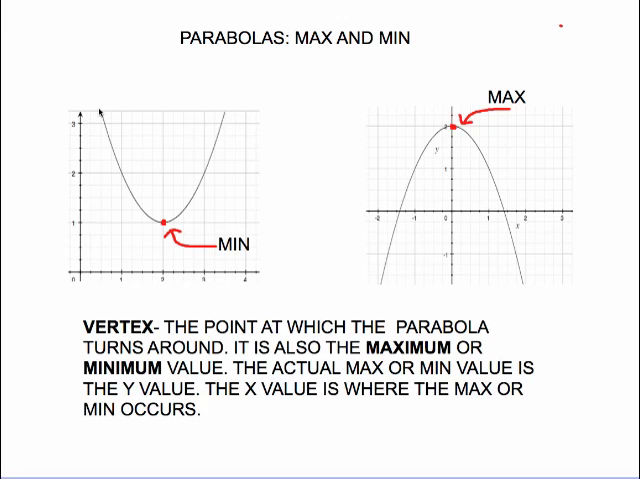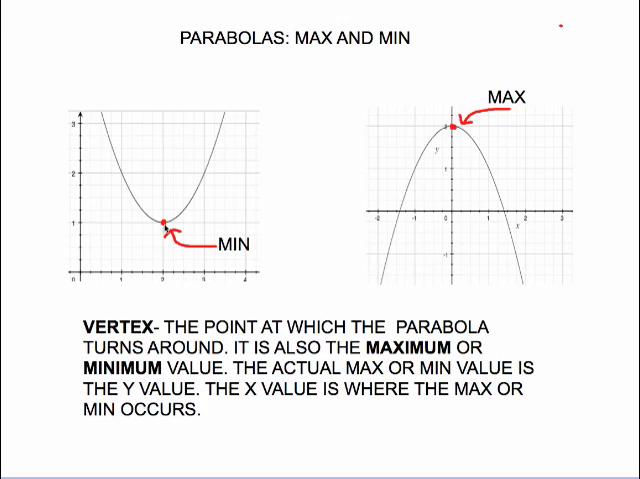It's clear to see on a parabola that's facing up like this that this is the lowest value, and that's why it's called the minimum. When the parabola is upside down, the vertex turns into the maximum. So there are two little things you have to keep straight about this max-min idea. The actual max or min value is the y value. The x value is where the max or min occurs.